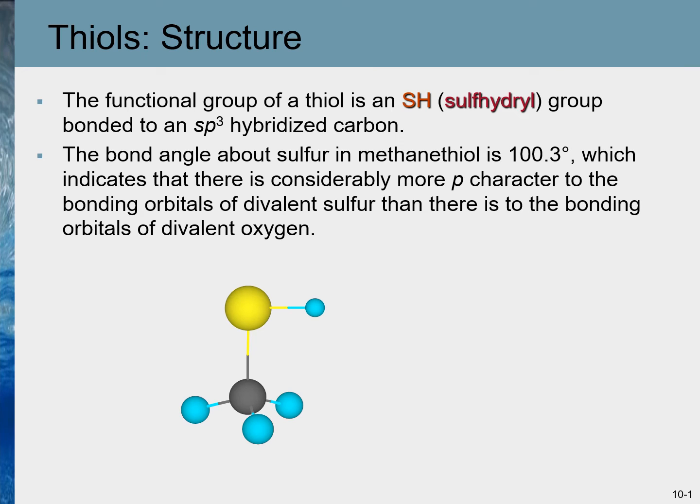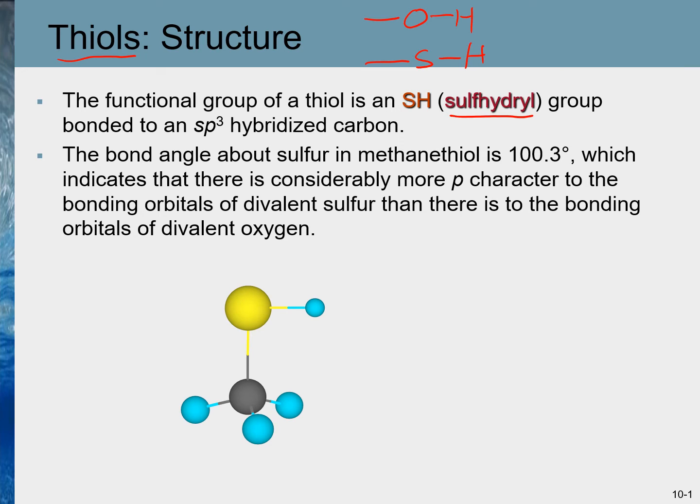In this section, we will learn about thiols. Thiols are analogous to alcohols. As we know, the alcohol functional group is OH, also known as the hydroxyl group. In thiols, the functional group is SH, and this functional group is also known as the sulfhydryl group.